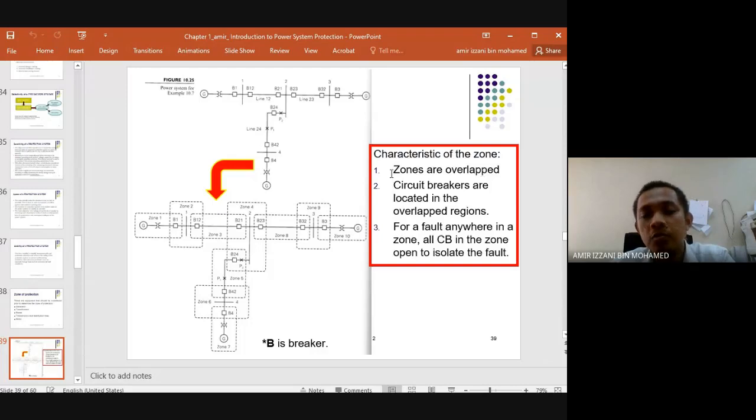Here, the first one is that zones overlap. And circuit breakers are located in the overlap region. The third one is, for a fault that occurs anywhere in the zone, all CBs in the zone open to isolate the fault. So the circuit breaker will open to isolate the fault, which means that the fault current will not flow to any other place.